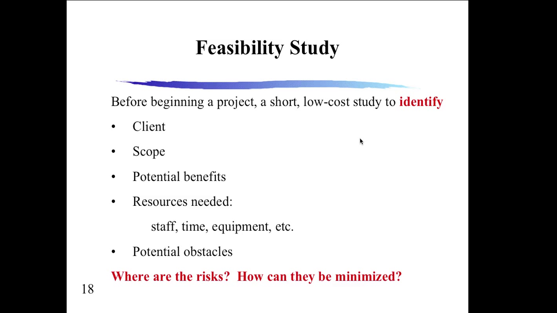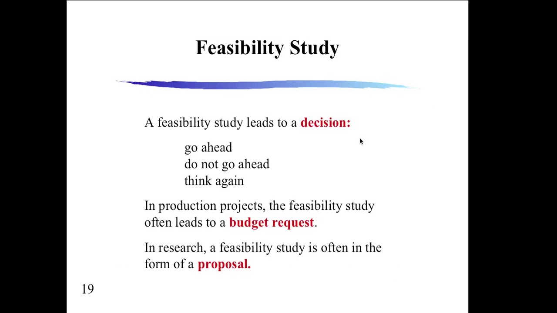So what we're looking at in terms of the feasibility study in the beginning, before the project actually starts, right at the beginning you can do the we're going to make it, we're not going to make it type of decision where you've identified the client, the scope, the potential benefits. What are the risks, how they can be minimized, some of those issues in terms of feasibility, and then coming up with a decision. In your particular case, you're going to make it, so you don't get to decide.